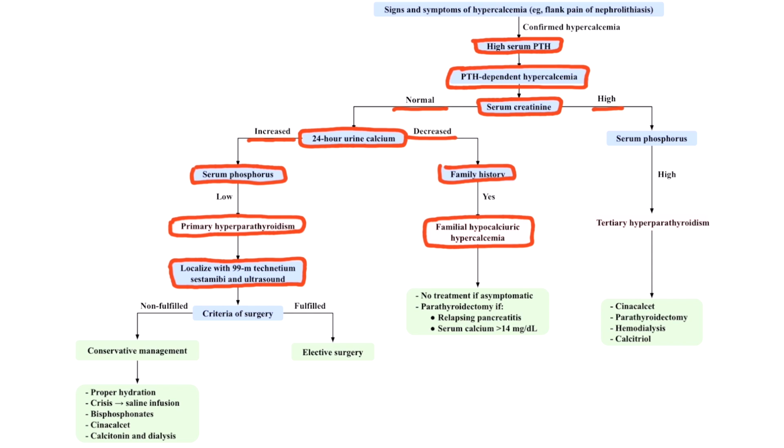If the patient meets the criteria for surgery, then elective parathyroidectomy should be performed. In contrast, if the patient does not meet the criteria for surgery, then conservative management should be initiated. If the patient with PTH-dependent hypercalcemia has high serum creatinine and high serum phosphorus, then we're dealing with the tertiary hyperparathyroidism. Tertiary hyperparathyroidism should be treated either with cinacalcet or parathyroidectomy.